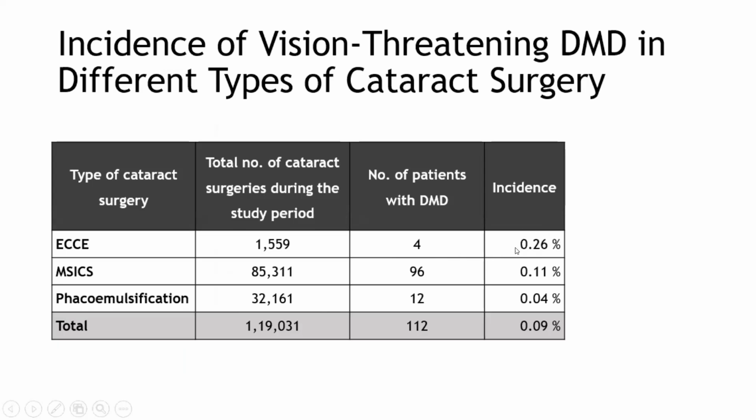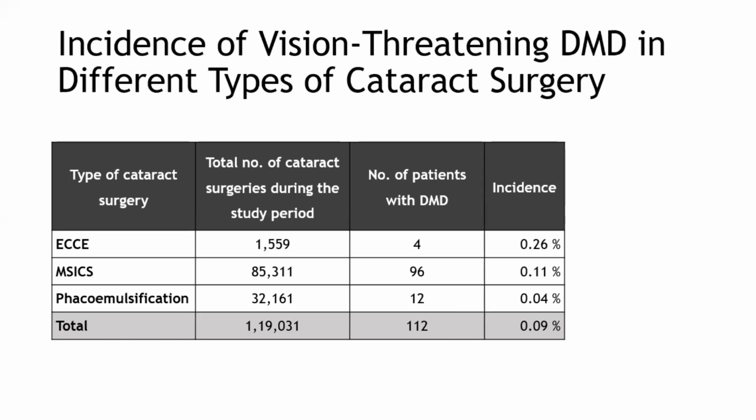How did we get 0.26? 4 by 1559 into 100. Okay, so that's how we get the percentage. Now, based on this percentage, which do you think causes more DM detachment? Quickly. ECCE causes more DMD than SICS, than phacoemulsification. But can we tell like that?